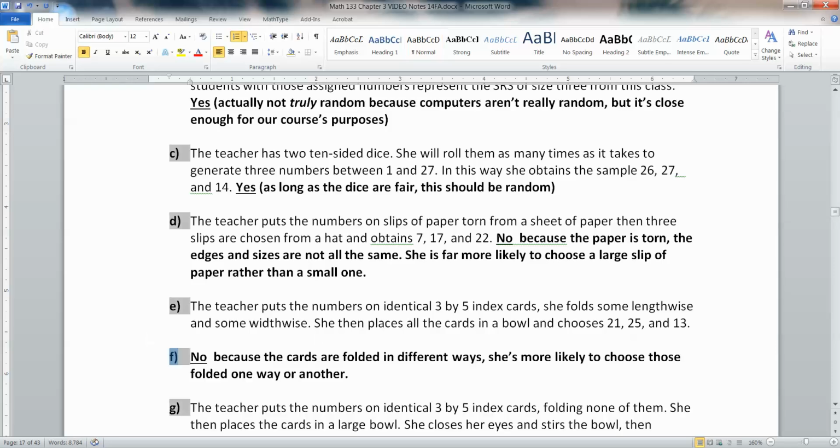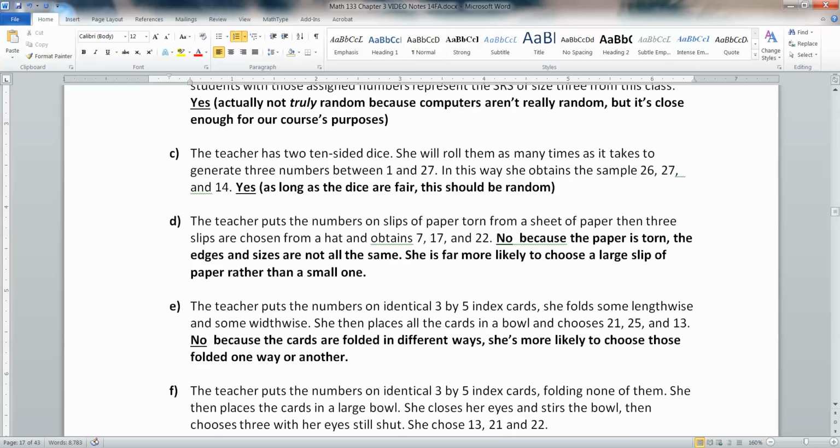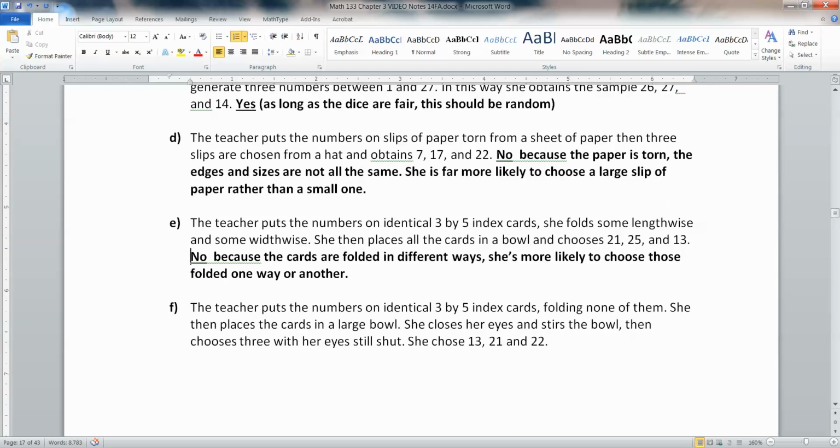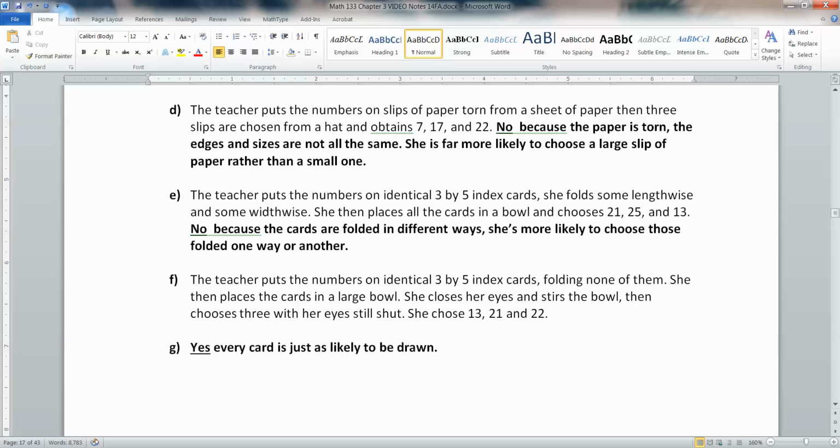But what if she places them on index cards, you think? Well, if she folds them in different directions, that's not good either. Because again, folding them in different ways, she's probably more likely to pick one than the other, probably the widthwise one rather than the lengthwise one. Folded hot dog or hamburger style. So because the cards are folded in different ways, she's more likely to choose one fold or another, so it's not random. If, however, she puts them in the bowl and doesn't fold them, that would be random, as long as she shuts her eyes and everything like that. Okay, that would be every card is just as likely to be drawn. That's a simple random sample.